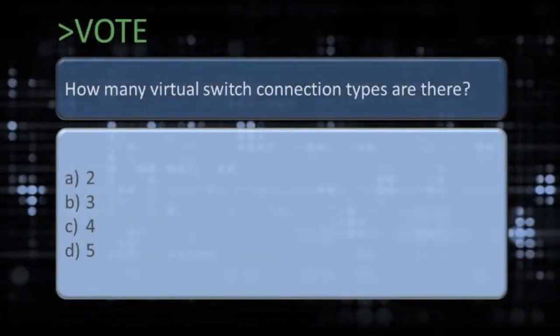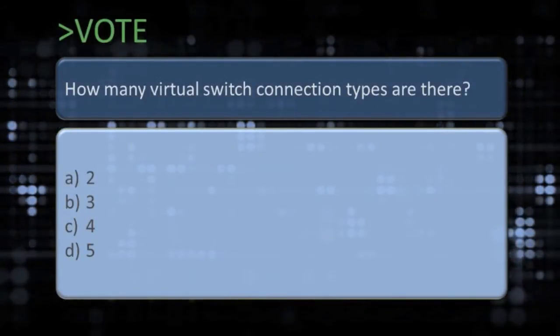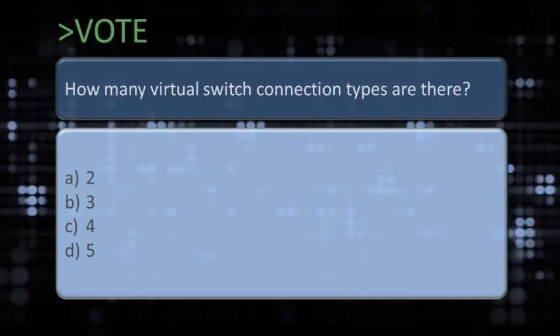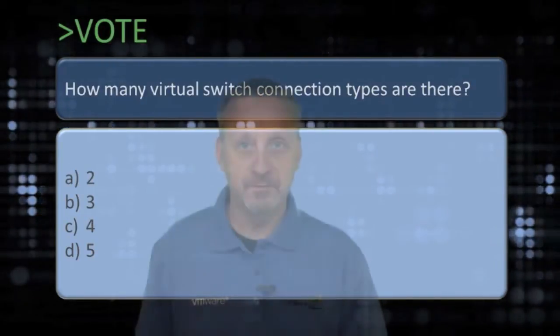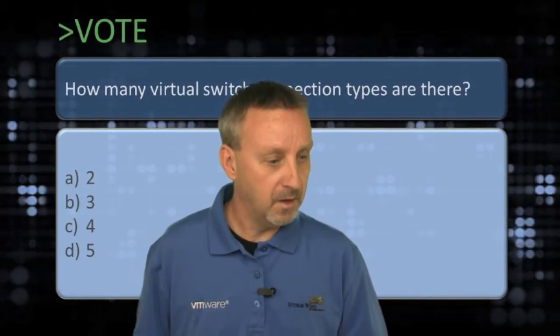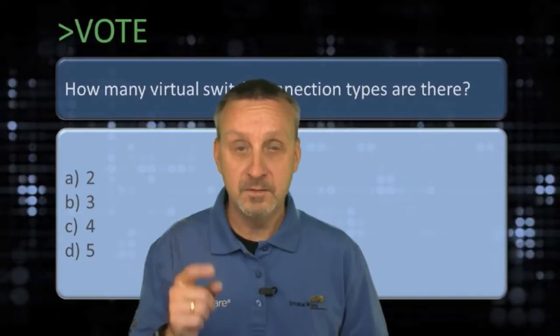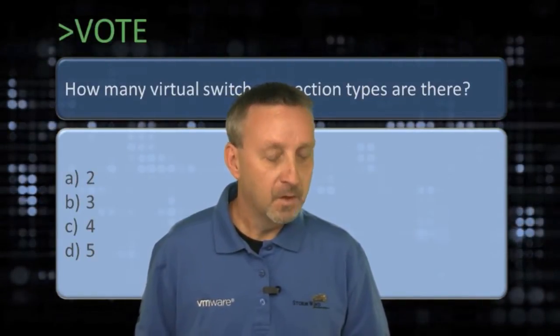So my question is, how many virtual switch connection types are there? And it's a number between 2 and 5. So if you would, in the lower right-hand corner, go ahead and submit your vote. I can see that some of you are already submitting it. Great. By the way, every vote counts. Okay, so it looks like the majority of you got the answer correct.